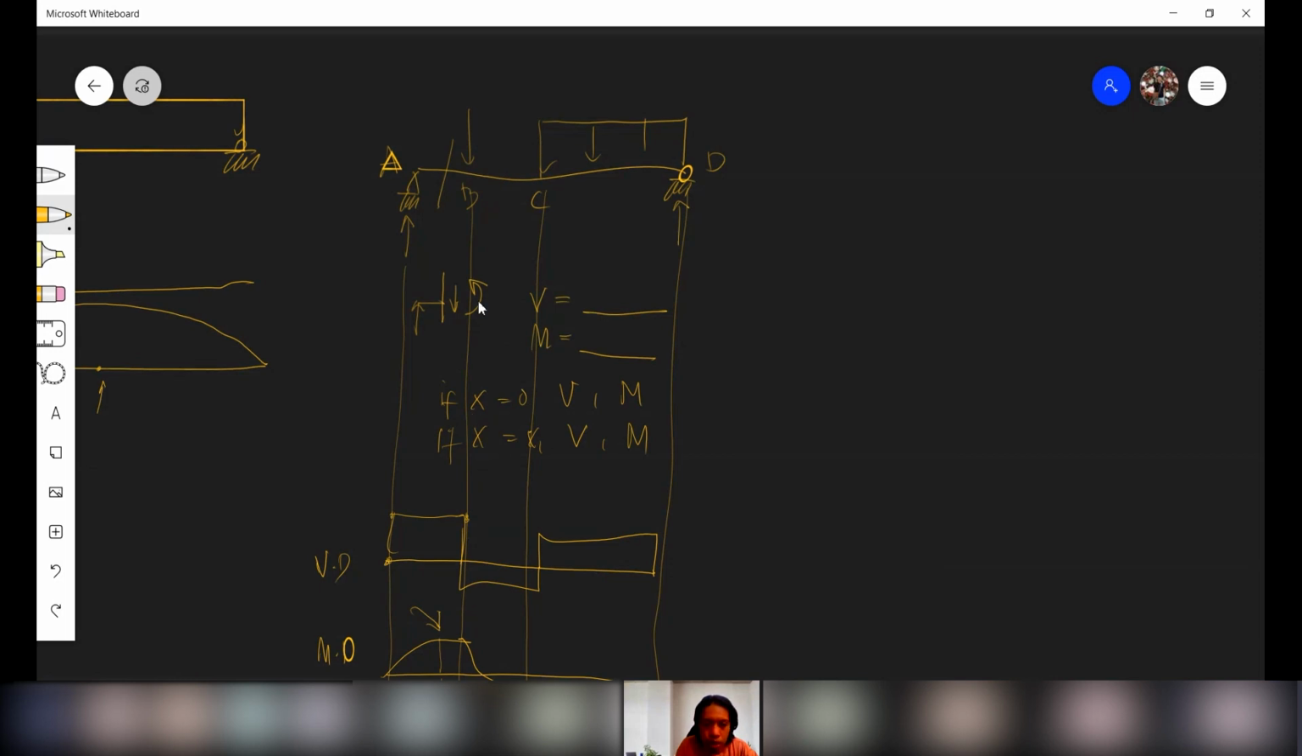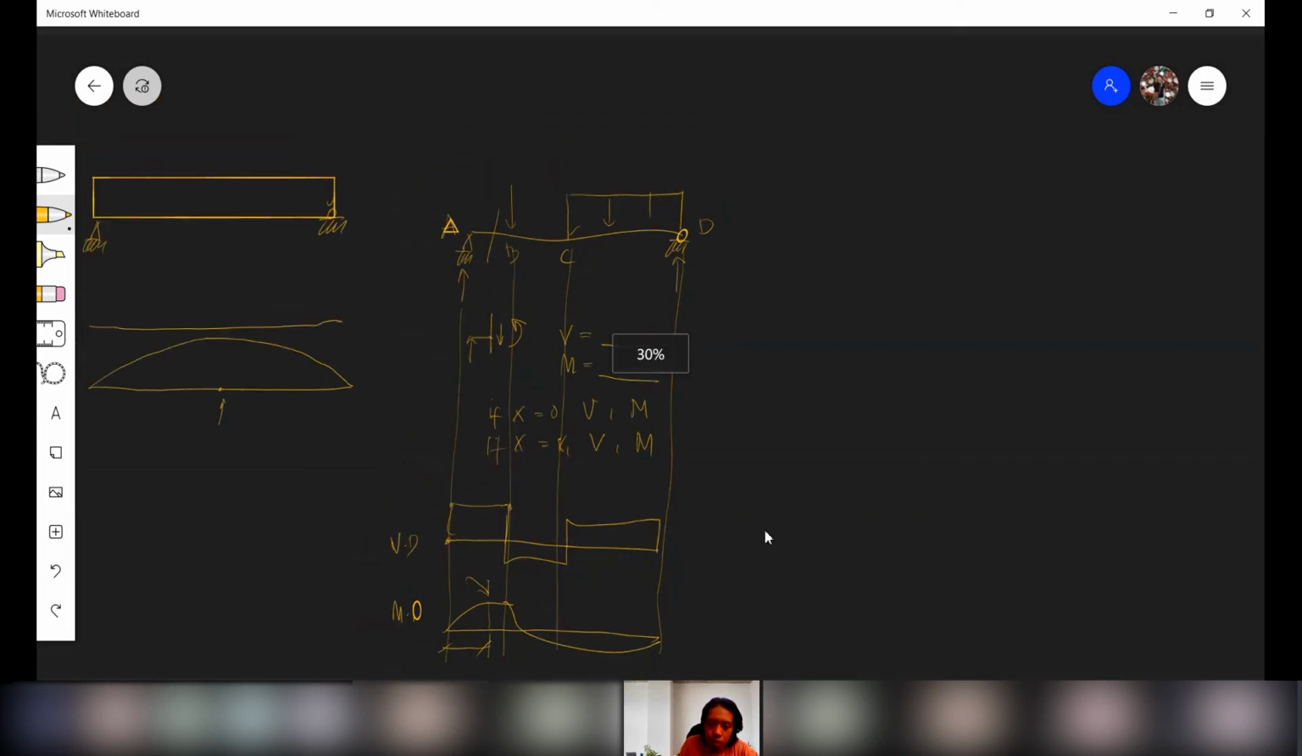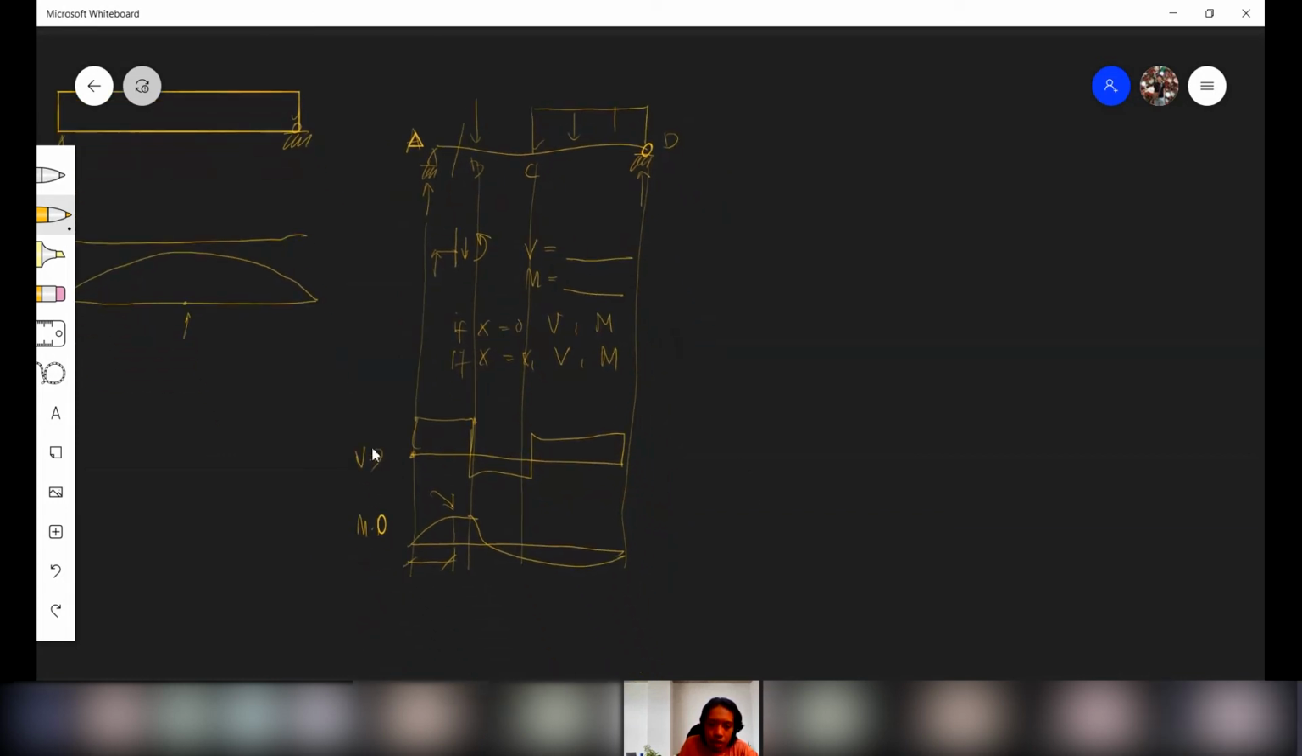Then if x is equal to so-and-so, you get the V and M. Then you draw it here. After BC, you also get CD. Right? That's how you solve. If you can still remember, that's how you solve for the maximum moment.